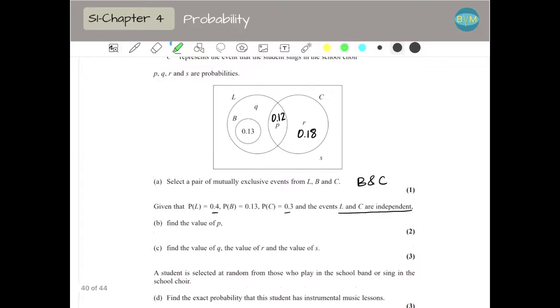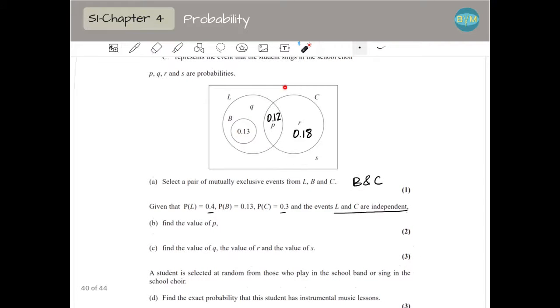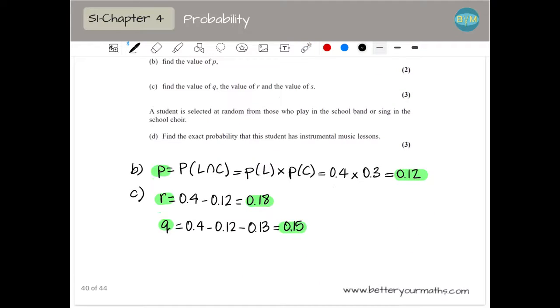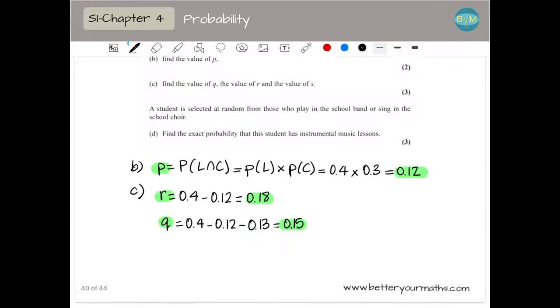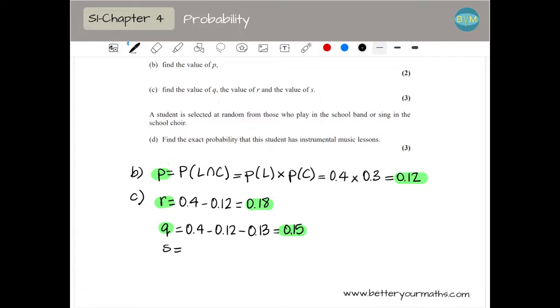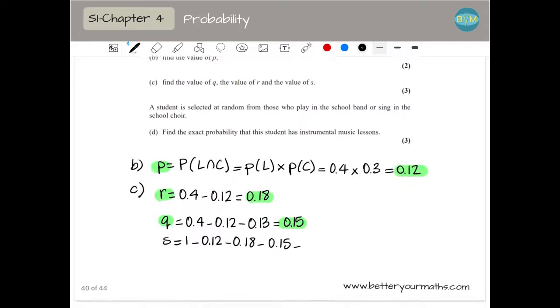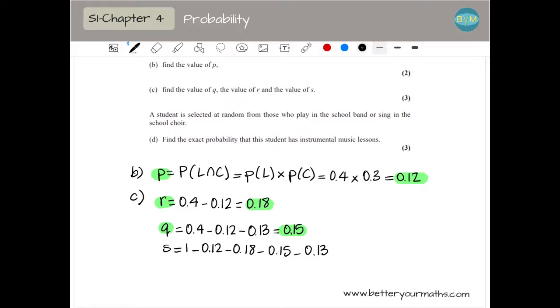What else? And S. And we know all together will add up to 1. So we have 0.15. I can find S as 1 minus all the values that I have. So S will be 1 minus 0.12 minus 0.18 minus 0.15, and I think the small bubble was 0.13. And if we do that, S is 0.42. Yeah, so this is part C.